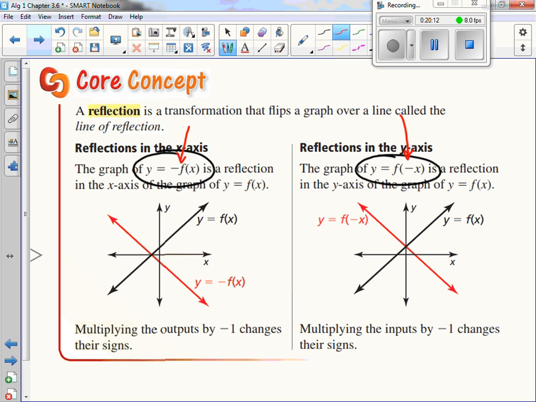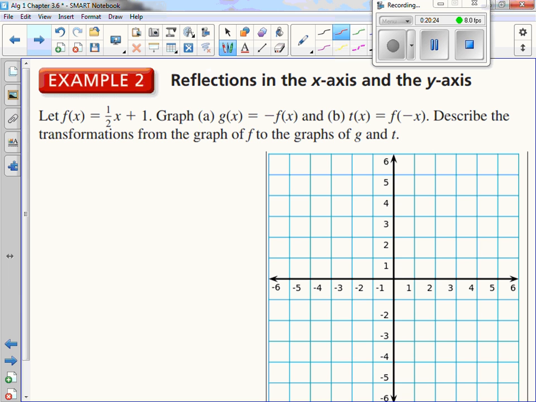So if it's outside the parentheses, it's across the x. If it's inside the parentheses, it's across the y. So the first one, we're going to do 2 with this one here, because A and B. Now the first one's talking about the transformation negative f of x. Because it's a negative, we're talking about a what?